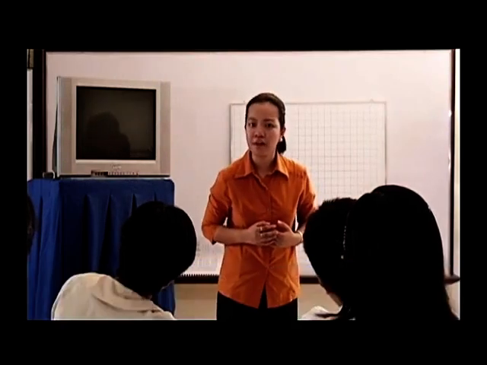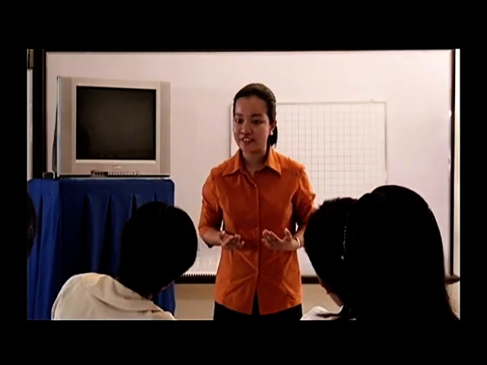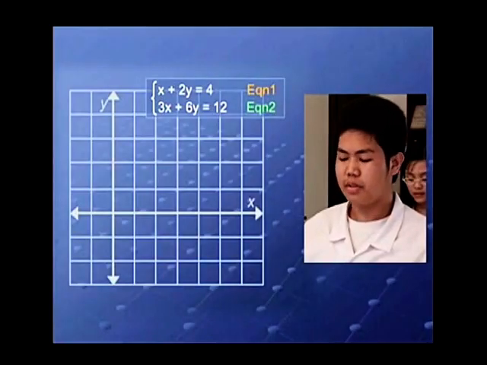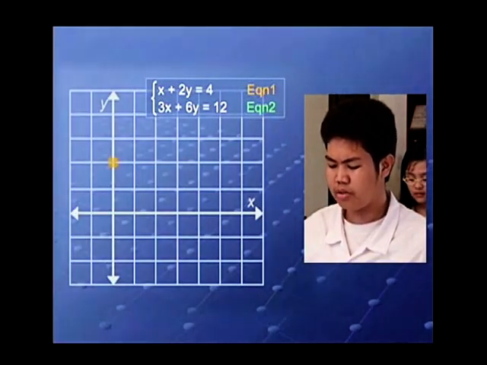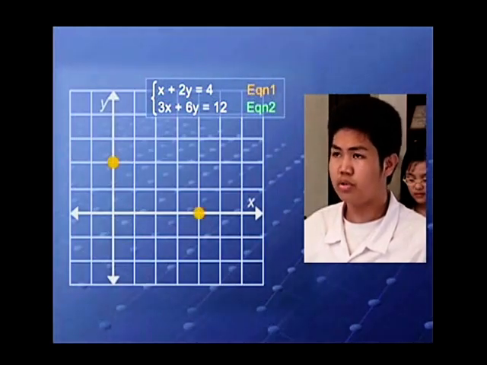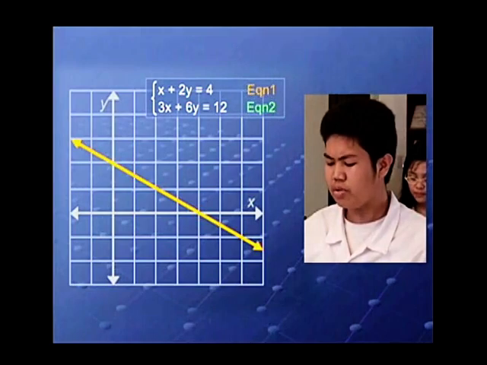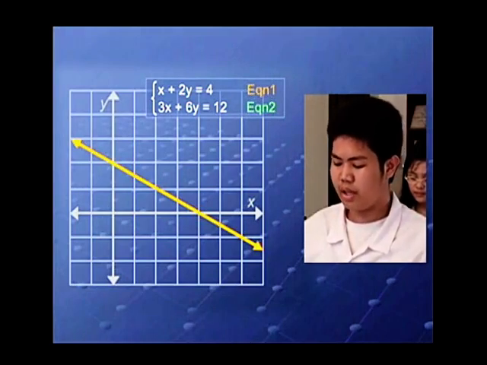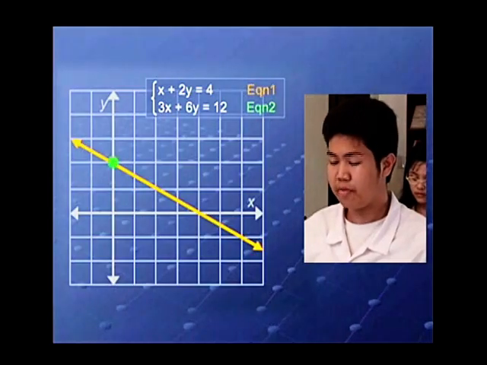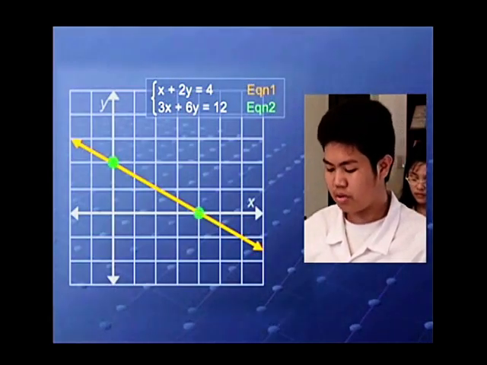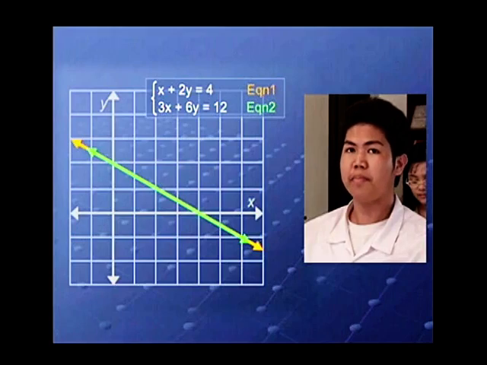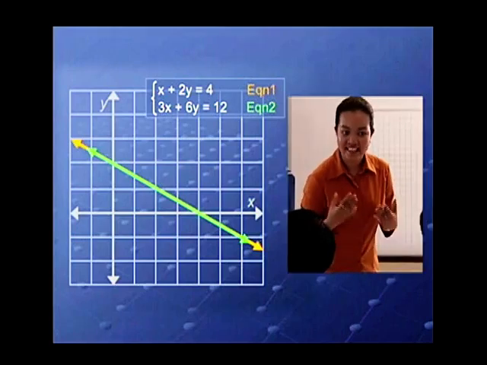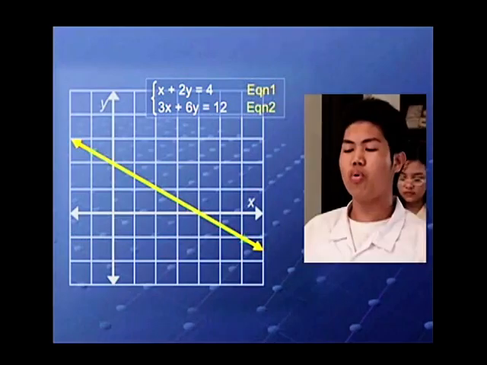Now, consider the following system. Would someone like to graph these? I'll do it, ma'am. So, in equation 1, if x equals 0, then y equals 2. And if y equals 0, then x equals 4. So the line goes this way. In equation 2, if x equals 0, then y equals 2. And if y equals 0, then x equals 4. So the line goes this way. Hey! The lines overlap! Oh yes, and we say that these lines coincide.